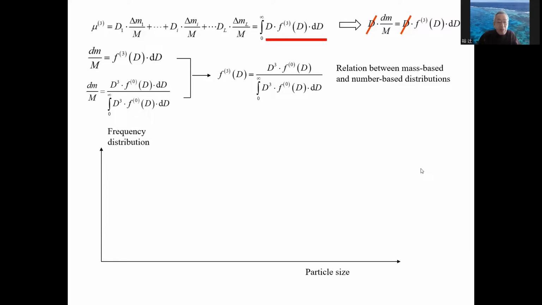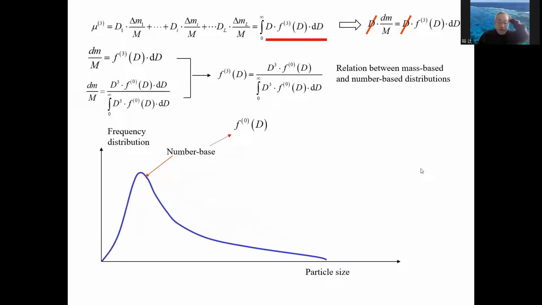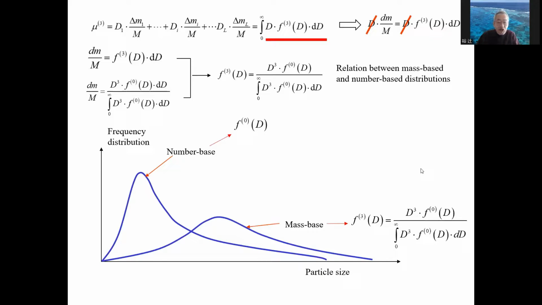From here, I will compare various probability density functions in the graph. First, the number-based distribution f0 is shown. Next, the mass-based distribution f3 is shown. You can see the position of the peak shifts significantly to the right.